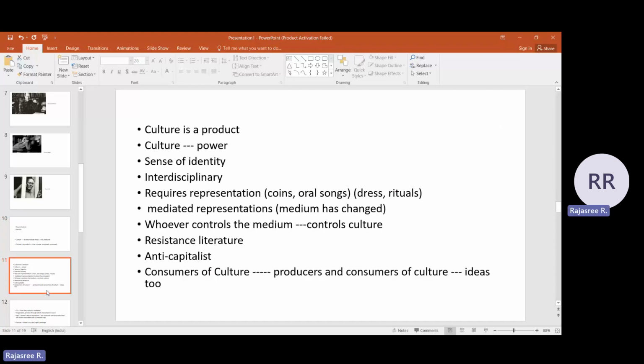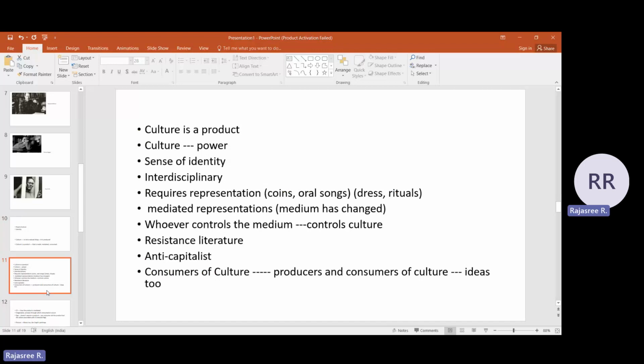Then cultural studies is interdisciplinary, and culture is very much related to power. See, politics of culture is the focus of cultural studies. And another aspect is culture as a product, culture related to power. It always requires representation. See, whether it be the dress that you wear, whether it be modern dress, or maybe where we follow maybe Onam, or the rituals of maybe part of our culture, we follow certain rituals. It could be part of our religion, but they all require representation in one form or the other. It could be through language, it could be through some icons or symbols.